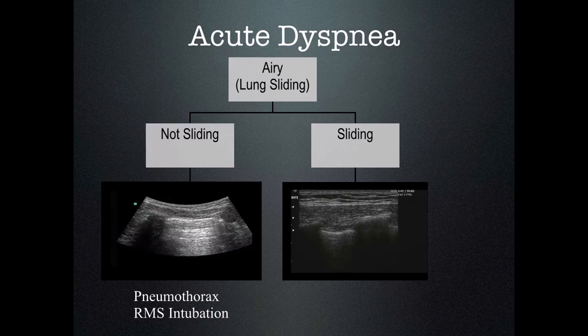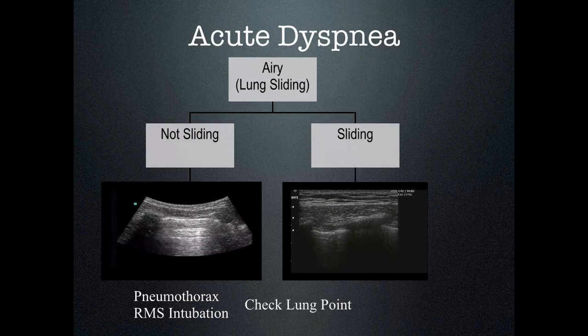If the patient is intubated, then I could have a couple of diagnoses in mind. It could be that I have no sliding because I have a right main stem intubation, therefore the left lung is not sliding, or an esophageal intubation and neither lung is sliding. So I better look for the lung point if it's not sliding and I'm considering a pneumothorax.